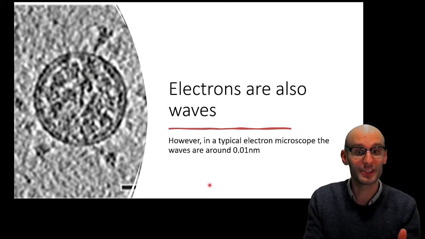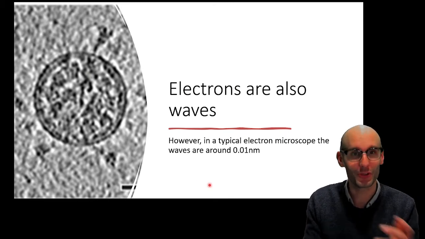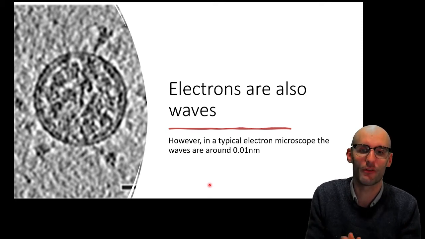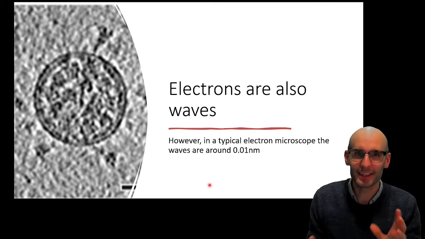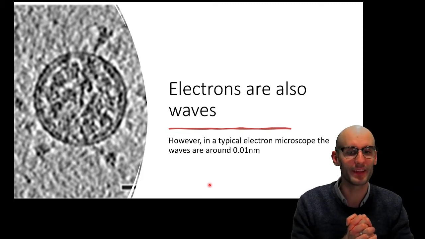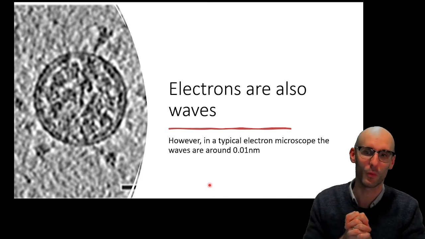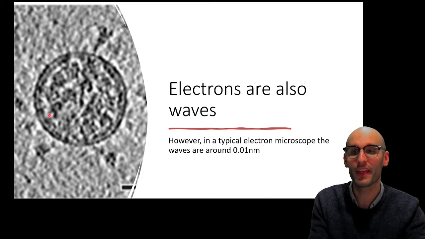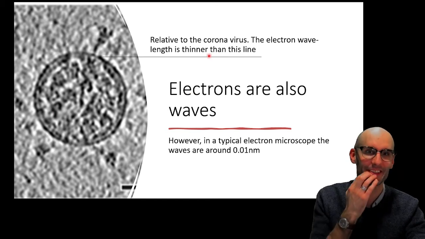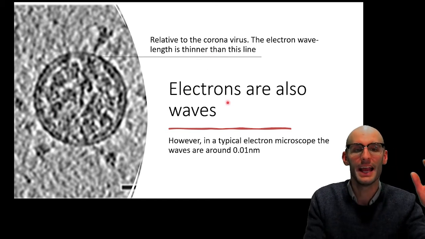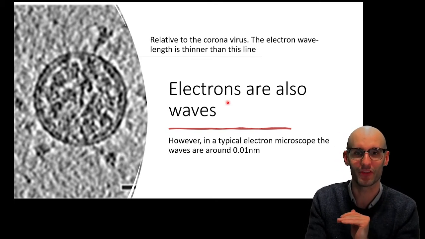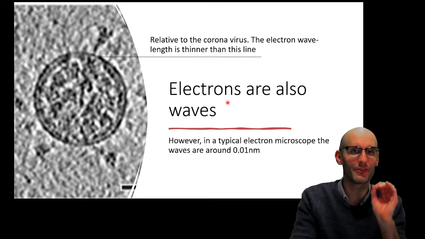Now, these electrons are fortunately also waves. This is particle wave duality. But what's the wavelength of an electron? This depends a little bit on things like voltage, but on a typical electron microscope, the wavelength is around 0.01 nanometers. So if I was to put that to scale next to this coronavirus, it's thinner than this line, okay? So now wavelength is not the problem when it comes to resolution of the electron microscope. They can see down to phenomenal levels.